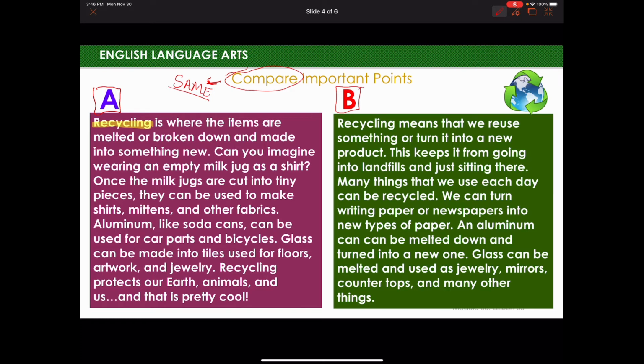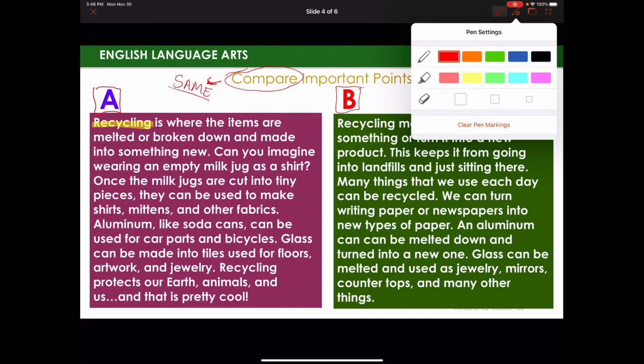Recycling means that we reuse something or turn it into a new product. This keeps it from going into landfills and just sitting there. Many things that we use each day can be recycled. We can turn writing paper or newspapers into new types of paper. An aluminum can be melted down and turned into a new one. Glass can be melted and used as jewelry, mirrors, countertops, and many other things.